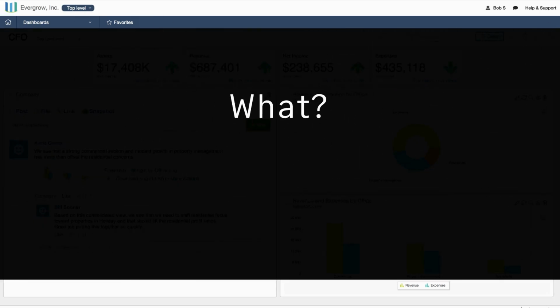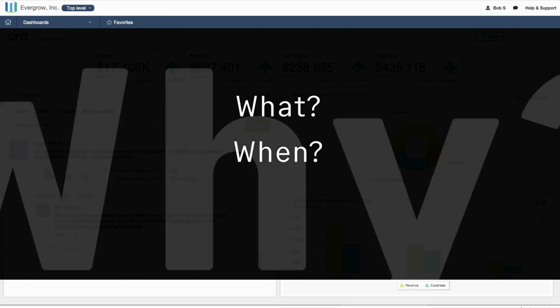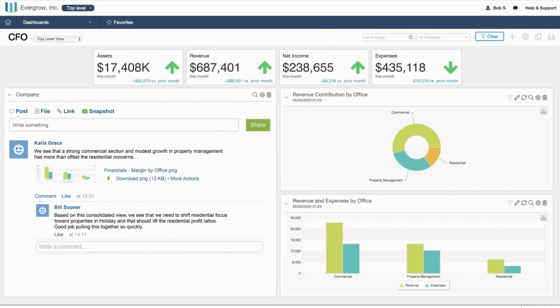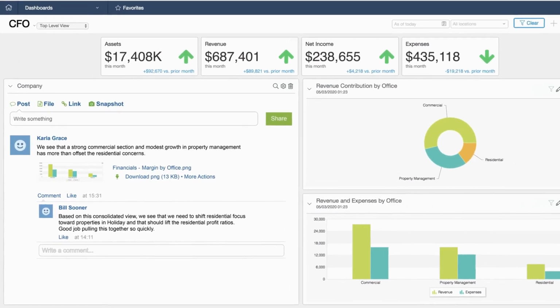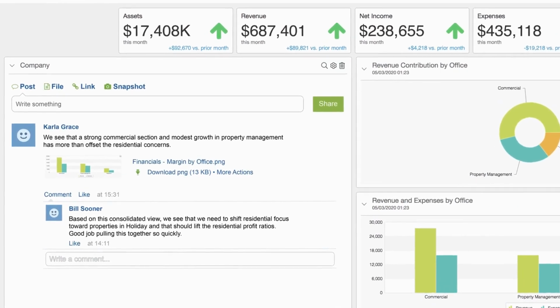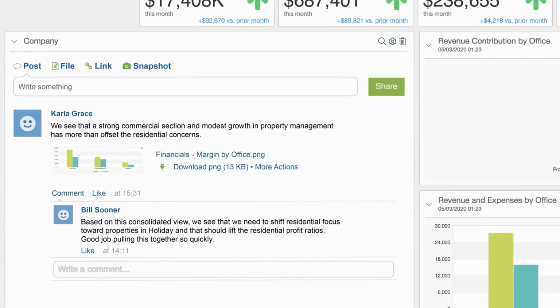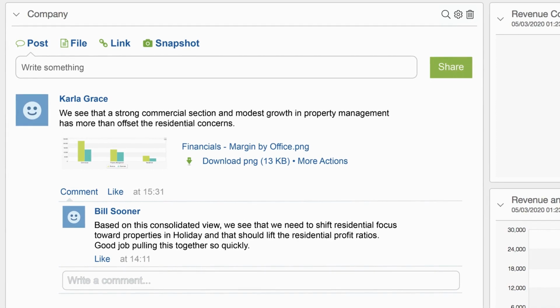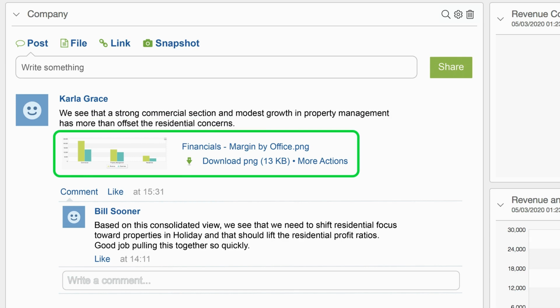Beyond tracking what you did and when you did it, it's important to track why you did it. Rather than relying on emails, Sage Intacct provides a consistent front-to-back office compliance tool. You collaborate on decisions and then document those decisions in the context of the financial records they relate to. Note the CFO's comment. We see that a strong commercial section and modest growth in property management has more than offset the residential concerns. Notice the included snapshot of the graph, now permanently stored as part of the conversation.